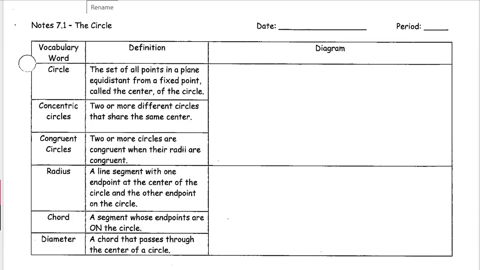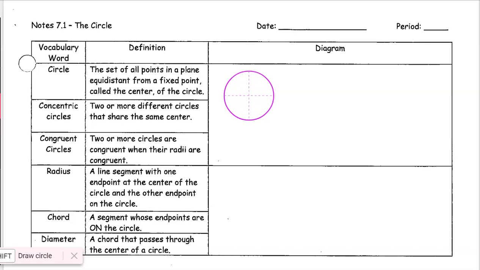So we're going to start talking about circles. First off, a circle is the set of all points in a plane equidistant from a fixed point called the center of the circle. So if I were to draw a circle here, we have the center of the circle, and circles are always named by their center. So we can call this circle O, or we can actually use a circle symbol and write it that way.